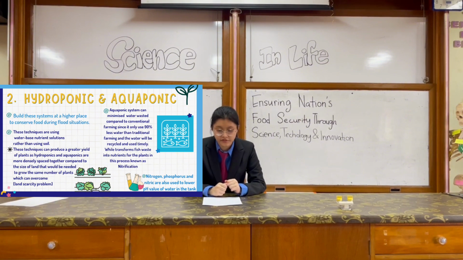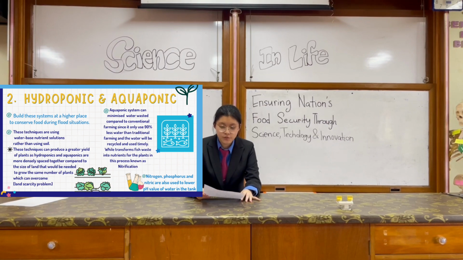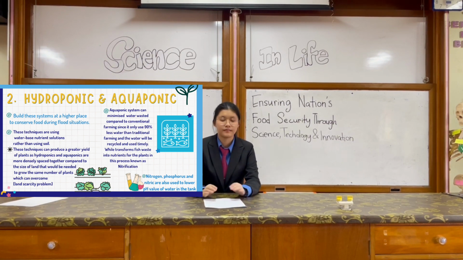By using an aquaponic system, we can minimize water waste compared to conventional farming, since it only uses 90% less water than traditional farming, and the water will be recycled and used timely, while transforming fish waste into nutrients for the plants. In this process known as nitrification, nitrogen, phosphorus, and nitrate are used to lower the pH value of water in the tank.